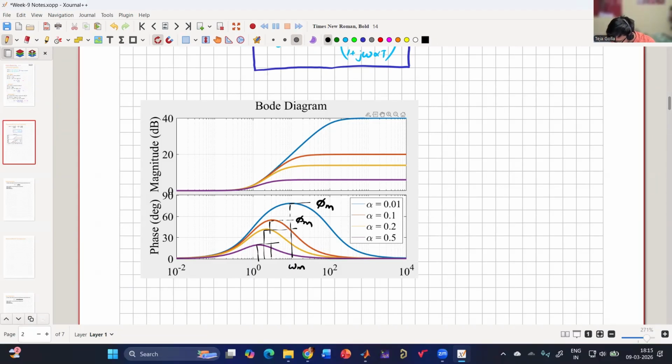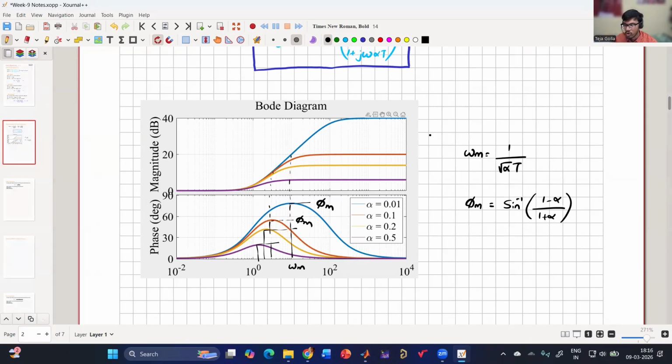So if we write the expression, we'll get omega m. So these are very important. Omega m is 1 by root alpha into T, the frequency at which it is happening, and phi m is sine inverse of (1 minus alpha) by (1 plus alpha).